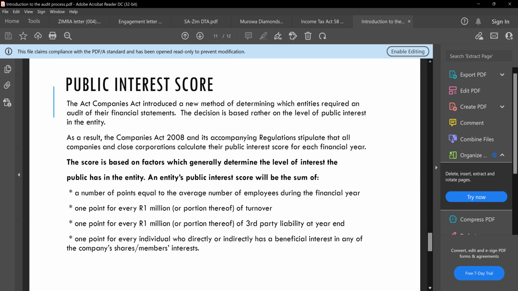An entity's public interest score will be the sum of a number of points equal to the average number of employees during the year. So you have to calculate the total number of employees during the year and then find the average, and that will give you a number of points equal to the average number of employees during the financial year. Then there's 1 point for every 1 million of turnover, right? Or a portion thereof of turnover. One point for every 1 million or portion thereof of every third-party liability at the end of the year.